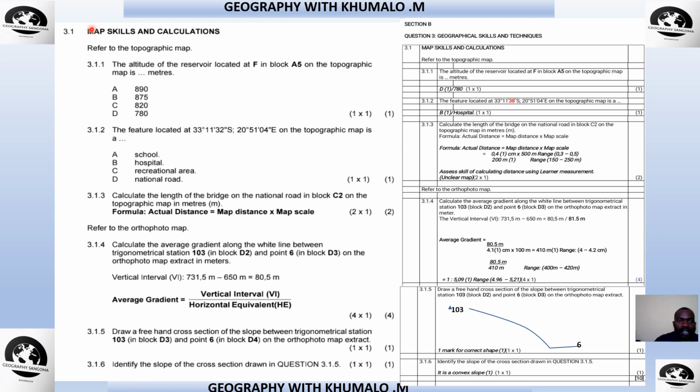Now, the first question there, 3.1, is map skills and calculations, and we know that it costs us around 10 marks. Now, the first one was multiple choice, refer to the topographic map. 3.1.1, the altitude of a reservoir located at F in block A on the topographic map is meters. So the answer there is 780 meters, which is D.